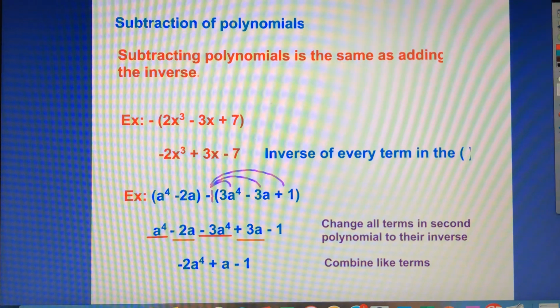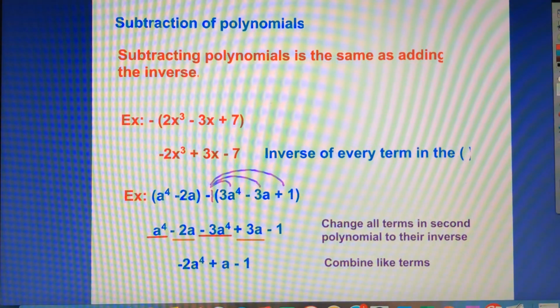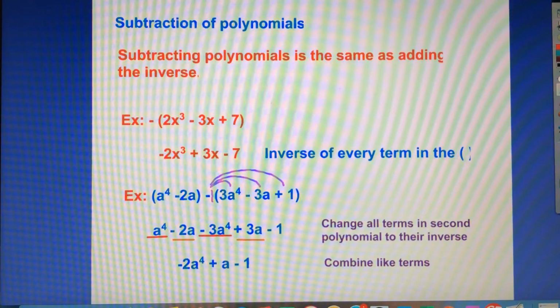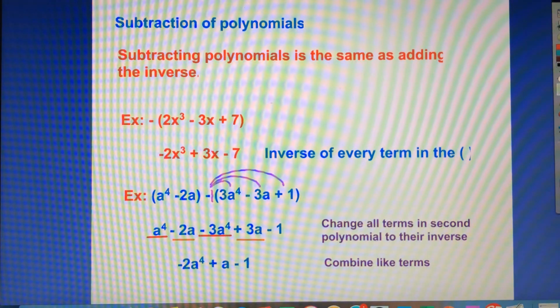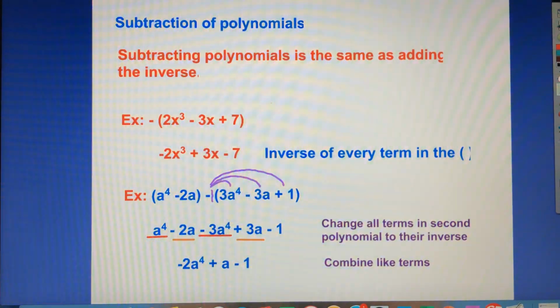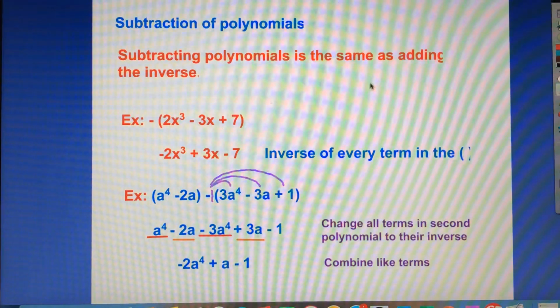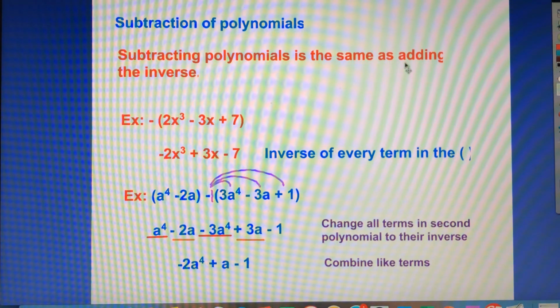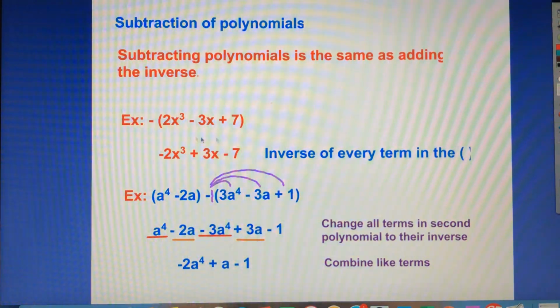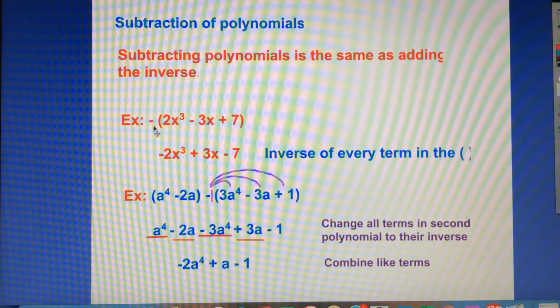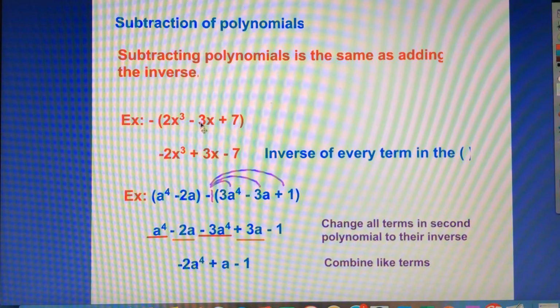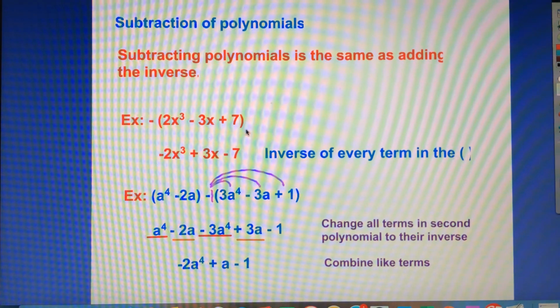Subtraction. Subtraction is much more complicated if you make it complicated. I'm going to try to make it easier on us. Subtracting polynomials is the same as adding the inverse. I can take negative 2x to the third, or let's call this subtract, 2x to the third minus 3x plus 7.